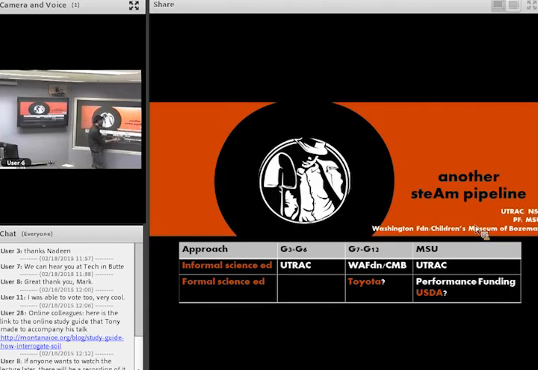The Children's Museum of Bozeman has been really receptive. This would be what's called informal science ed, because they meet once a week in what's called the STEAM Lab. So that's the science, technology, engineering, arts, and math pipeline. We're putting a proposal to IOTA.